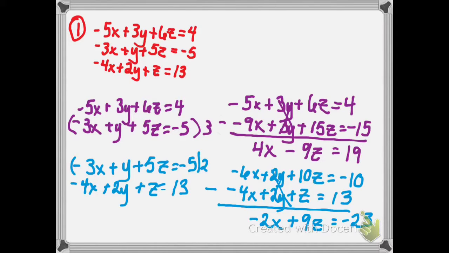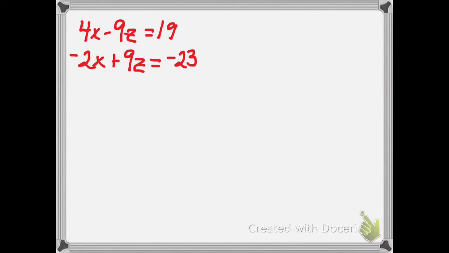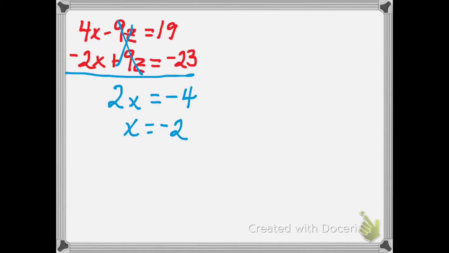So the next step you're going to do is you're going to take these two equations and solve them like a normal system of equations. So looking at these two problems, if I add straight down, my z's are going to cancel. So I have 2x equals negative 4. So I have x equals negative 2. So then I'm going to take my negative 2 and I'm going to plug it back in for x. So I have 4 times negative 2 minus 9z equals 19.